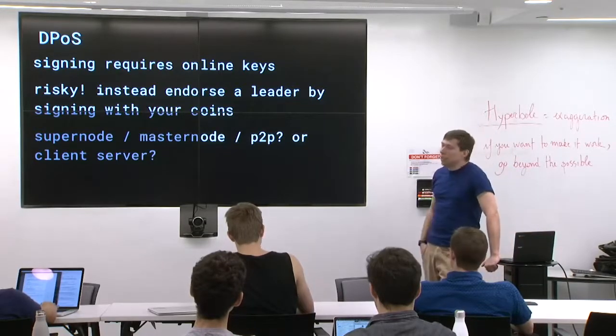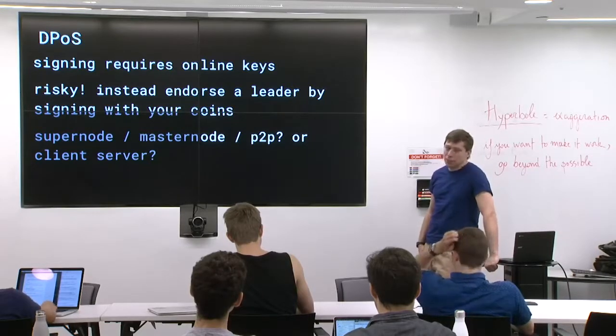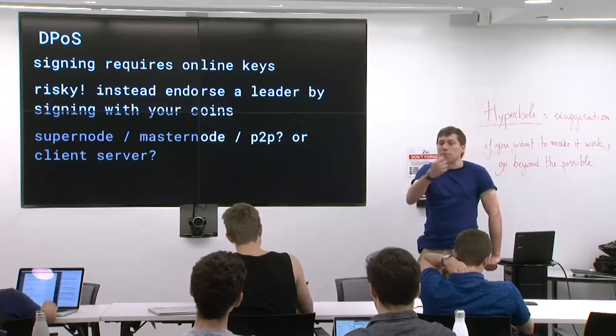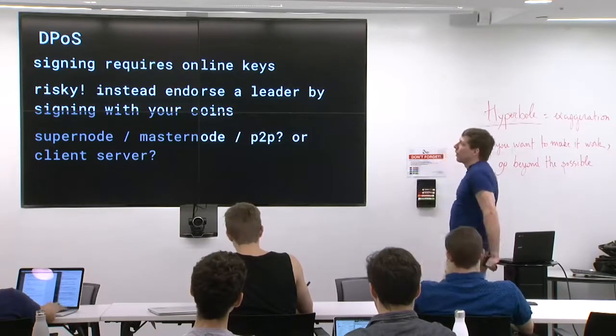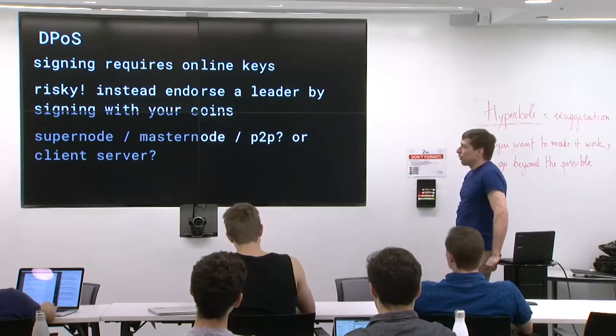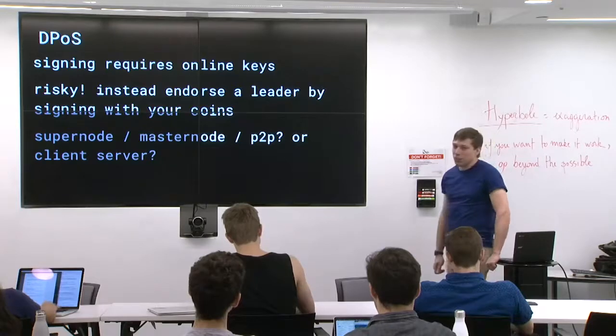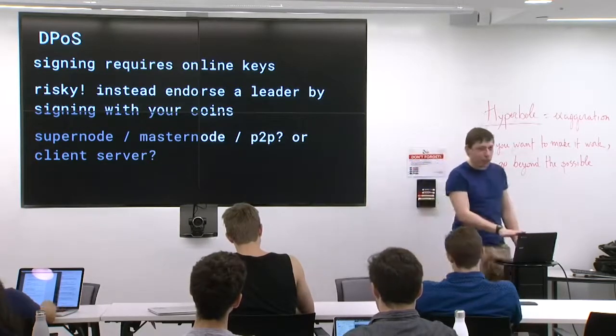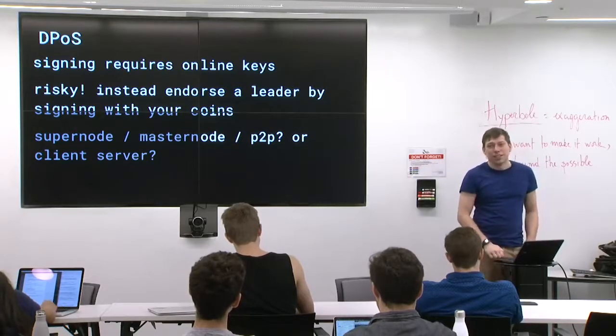So instead, you can endorse a leader by signing with your coins and saying, hey, I'm not going to actually sign off on blocks, but I'll sign off on a different key who now can sign on my behalf. This can be called super nodes or master nodes, and then is it peer-to-peer or client-server is what it becomes. The current one that's pretty popular is called EOS, where I think they're doing this kind of thing.